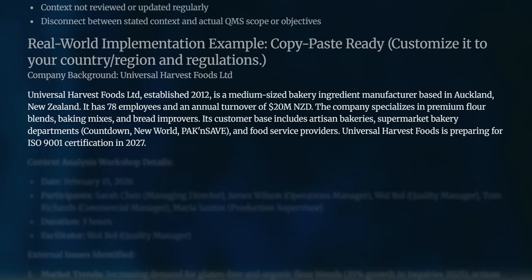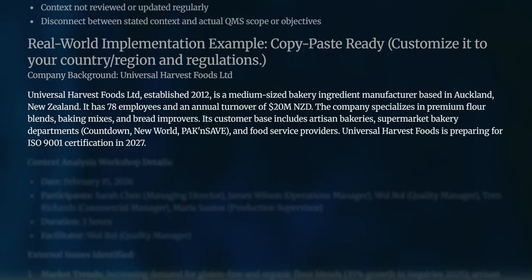Universal Harvest Food Limited, established in 2012, is a medium-sized bakery ingredient manufacturer based in Auckland, New Zealand. It has 78 employees and an annual turnover of 20 million New Zealand dollars. The company specializes in premium flour blends, baking mixes, and bread improvers.